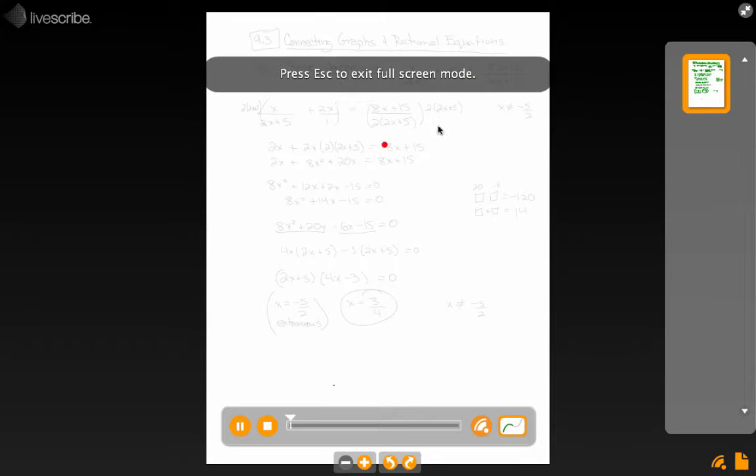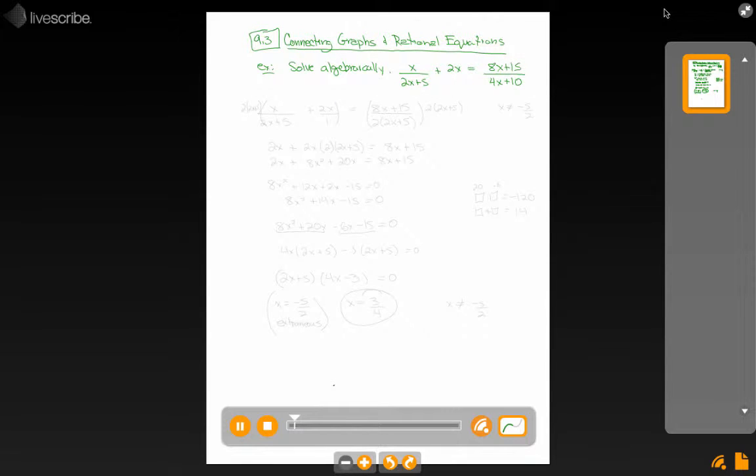This example comes out of section 9.3, connecting graphs and rational equations. Looking to solve algebraically this equation, x over 2x plus 5 plus 2x equals 8x plus 15 over 4x plus 10. First step, always factor any denominator that you can, and you can state your non-permissible values right away.